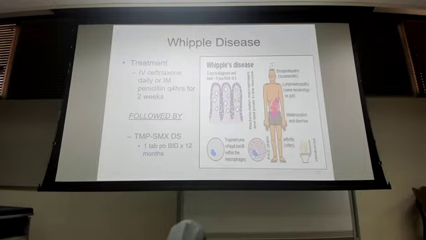What do we do? Prolonged antibiotics. Usually ceftriaxone or IM penicillin for a couple of weeks, and then TMP-SMX for a year. So we say prolonged, just prolonged. And you have to have prolonged therapy to prevent relapse, because it's going to stay in the system if not. So you're going to be taking the TMP-SMX twice a day for a year. Whipple.